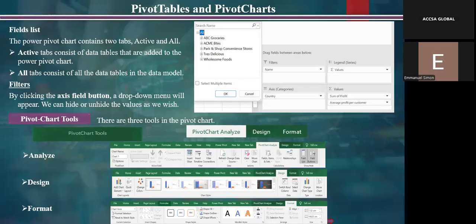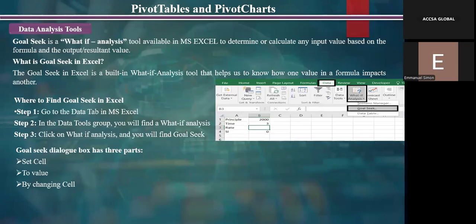So field list. The power pivot chart contains 2 tabs, active and all. Active tabs consist of data tables that are added to the power pivot chart. All tabs consist of all the data tables in the data model. Then filters, just like we said, by clicking the axis field button, a drop-down menu will appear. You can hide or unhide the values as we wish. So what you want to see per time is what you will select, and what you don't want to see, you will hide.